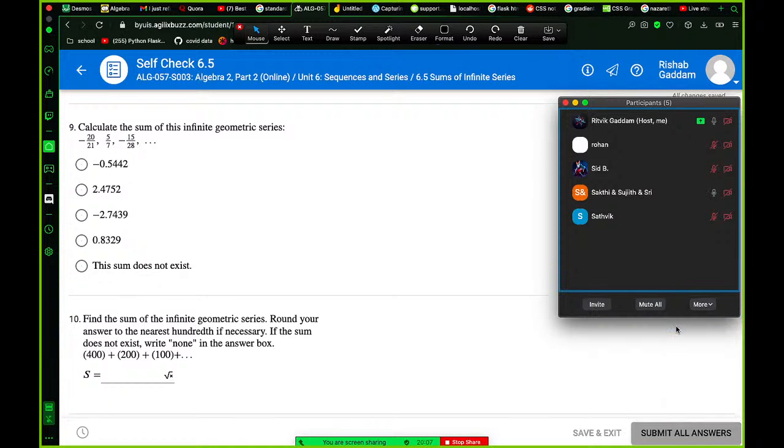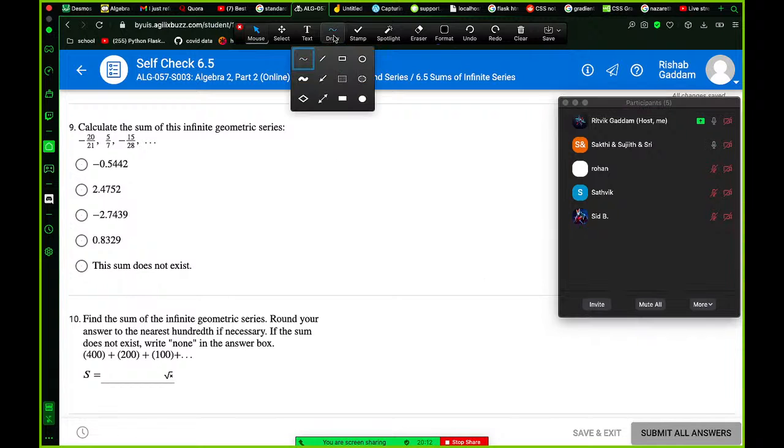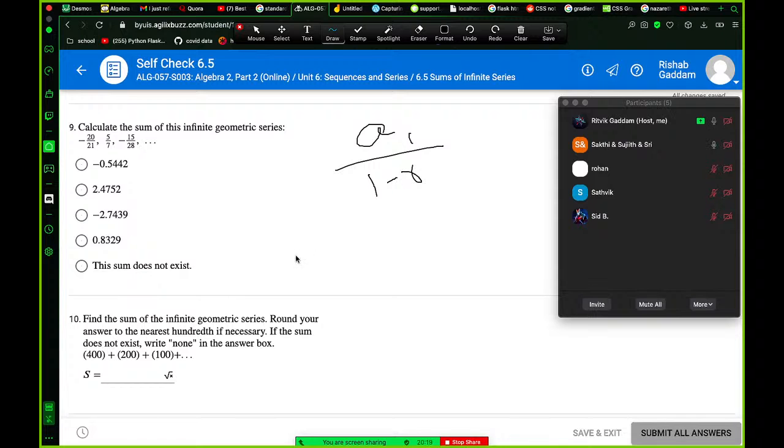Okay, so what is it? The formula is A1 over 1 minus R. Oh, 1 minus R, right. Okay, and so A would be negative 20 divided by 21. And then we divide that by 5, wait, is that 7?